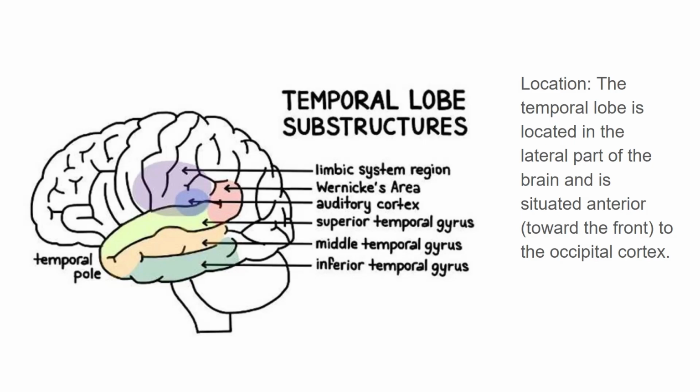Okay, so these are temporal lobe substructures. You can see that the purple part is the limbic system region, then the light pink part is Wernicke's area. Then there is the auditory cortex, which is blue, then the superior temporal gyrus, which is yellow, then the middle temporal gyrus, which is light orange, and the inferior temporal gyrus, which is green in color. Moving on, these colors are here just to denote. In reality, it's not like they have that color. It's just to denote here in the picture.